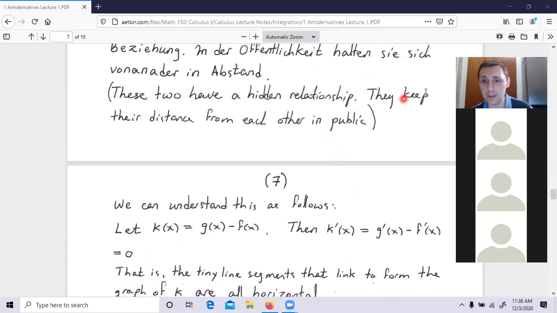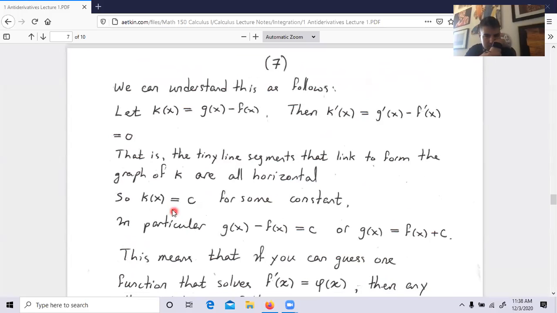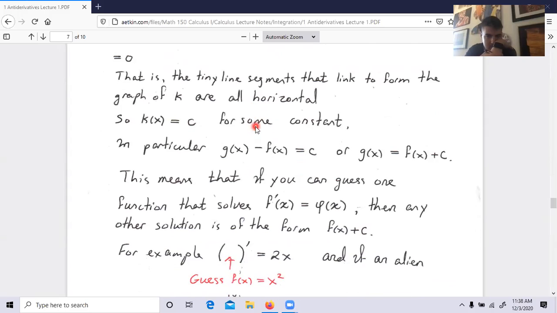We can understand this statement as follows. If I take the difference between g and f, it's k of x, some function, g of x minus f of x, then I take the derivative of that function, it would be g prime minus f prime, which would be 0, right? So k of x is equal to a constant. Do you agree? k of x must be a constant because the derivative is 0. Are you with me? And if it's a constant, that means that g of x is equal to f of x plus c. They are very similar. Good?